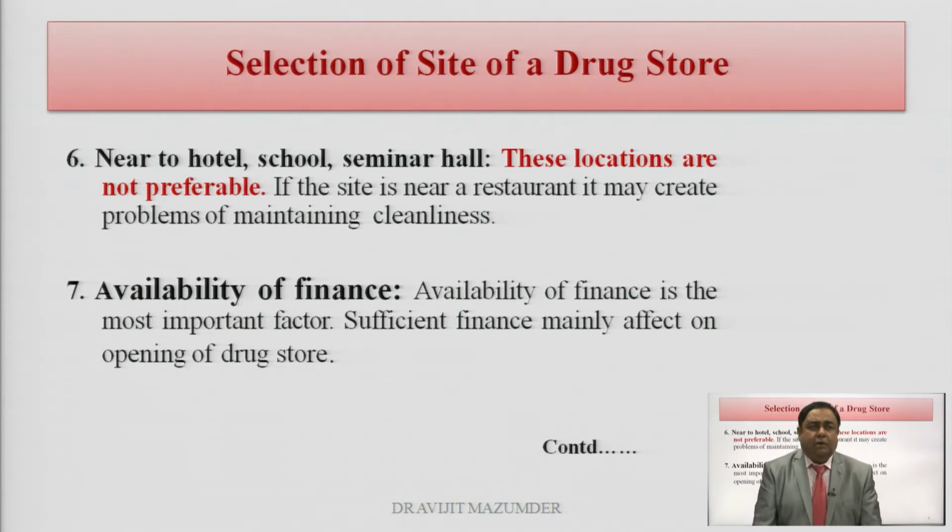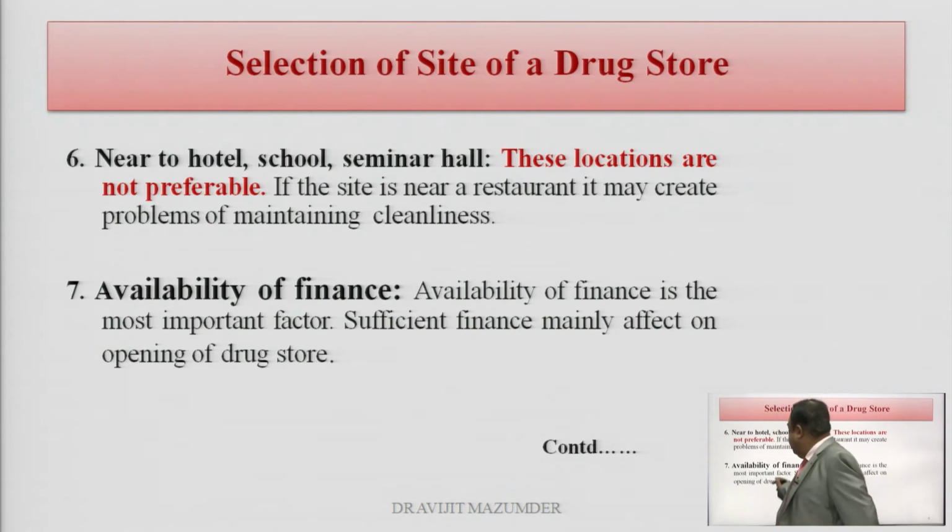Never set up a drugstore which is near a hotel, a restaurant, a seminar hall, or a school. We should try to avoid that. The main reason why I am emphasizing this point is that near a restaurant, it is a great problem to maintain the cleanliness of the area.